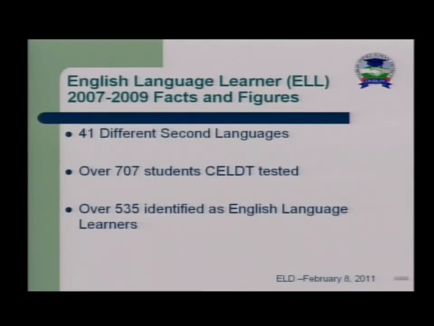Some facts about it are 41 different second languages, which I was even amazed by. In my classroom alone, I think I have about 14, but spread that out amongst all the various schools, that's incredible. Over 707 students are self-tested, which, especially for the elementary teachers, I know it's a lot. There's a lot of reading and writing to correct, and it's quite the process to get all this self-testing done, and we get it done within about 30 days of their first enrollment. And of those 707, 535 were identified as English language learners.